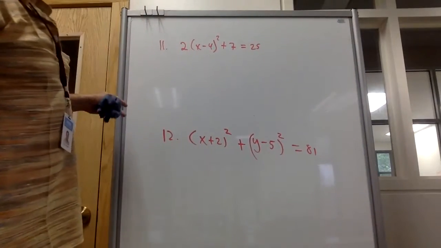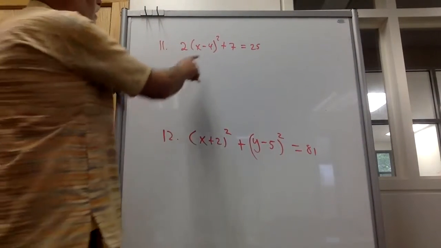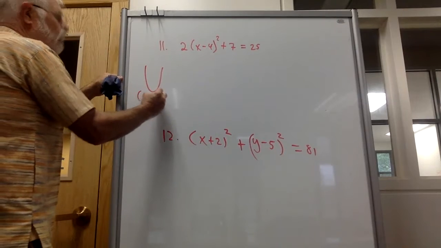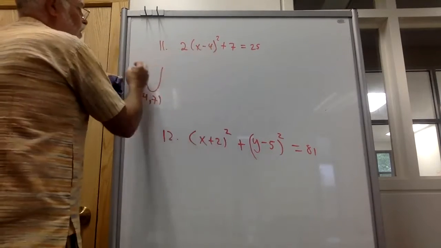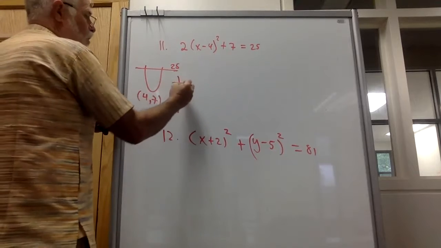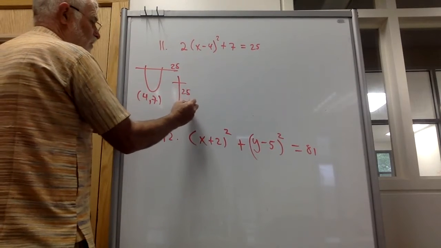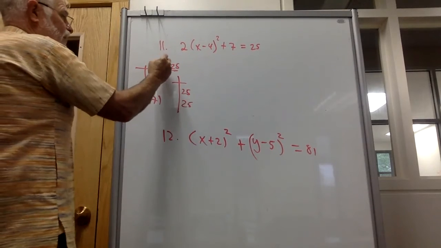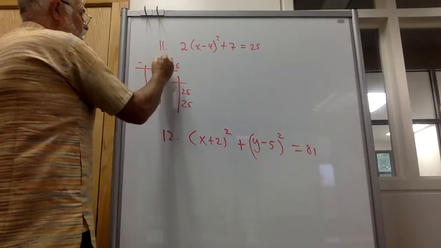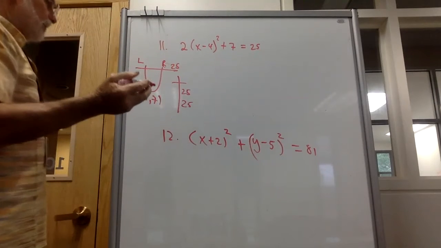All right, so here's a quadratic. What do I know? Cup shape up. I know the vertex is (4, 7). I know I want a height of 25 in a table. I want to find out what numbers get me 25, and I know there's going to be a couple. There's going to be a positive side and a negative, or at least a right-side answer and a left-side answer. Okay?